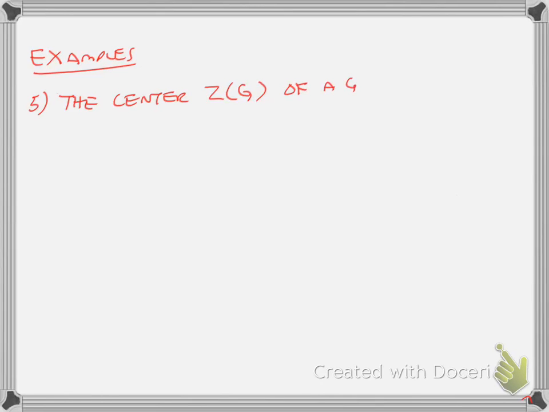Okay, we're back, and I just want to give you a couple more examples of normal subgroups to play around with. Think about the center, Z of G, of a group. It is always normal. And for that one, just go back to the definition and you'll know why this is always going to be normal. That subgroup will always be normal.